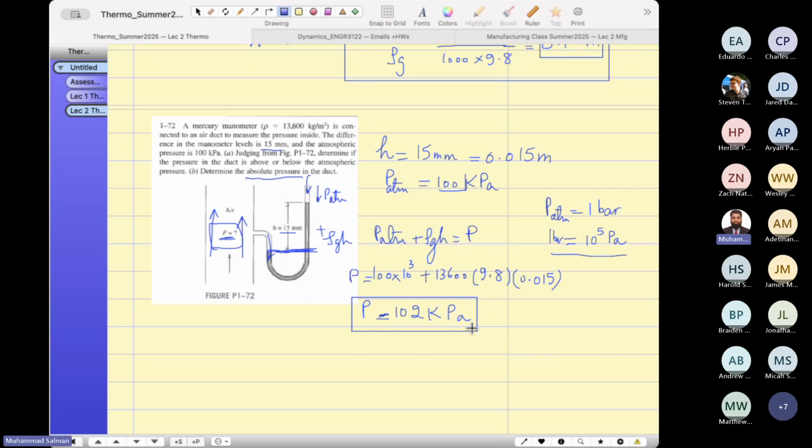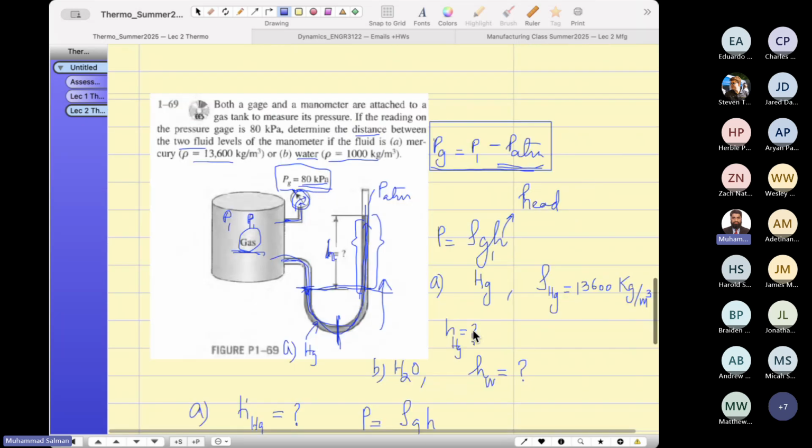Please type in yes if you understood this problem. Jared, Charles, Andrew, Herbie. That's good. That's very good. Let's do some more problems here.